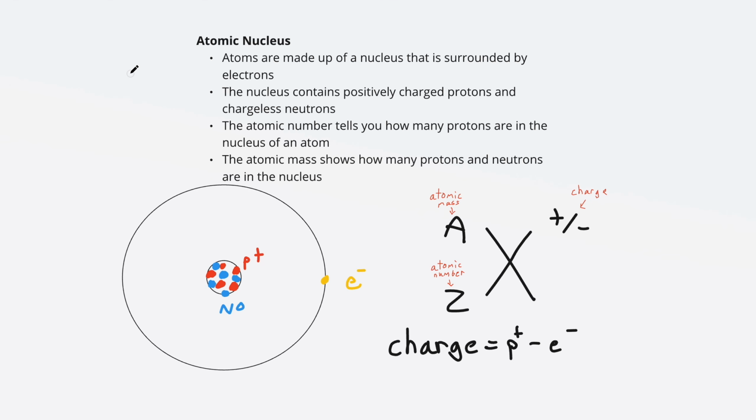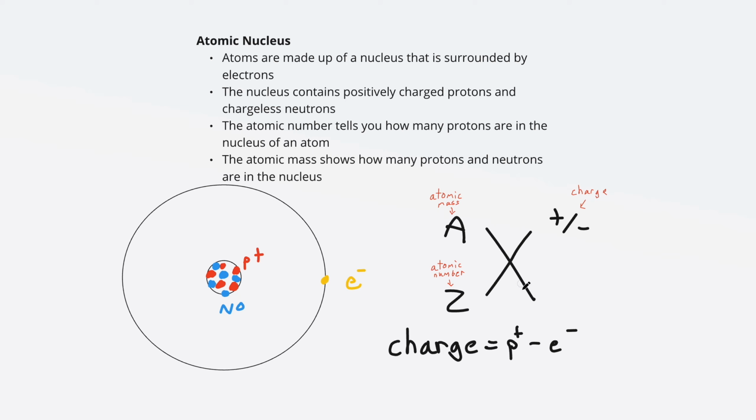Starting off with the basic structure of an atom, if you look at the image on the bottom left, here is an image of an atom. The center of it has the nucleus, which contains the protons and the neutrons. Protons are positively charged, while neutrons do not have any charge. Electrons orbit around the nucleus, and electrons have a negative charge.